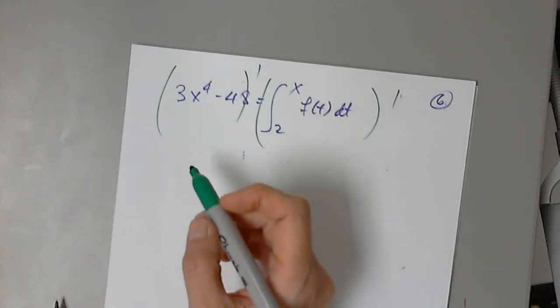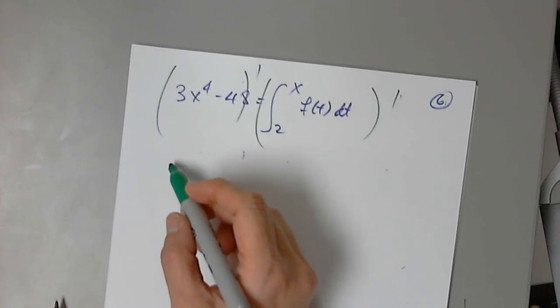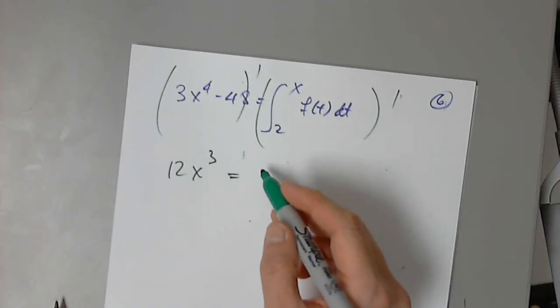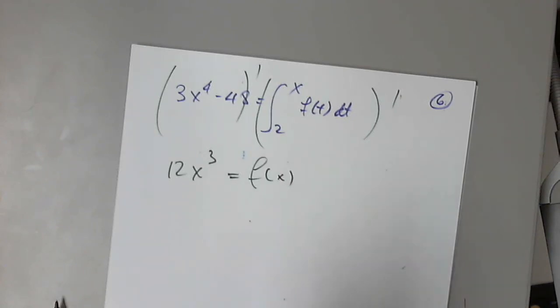What do we get on the left? 12x plus everything. What do we get on the right? Everything. That's it. So we determine f of x. Good. Next question. This is it.